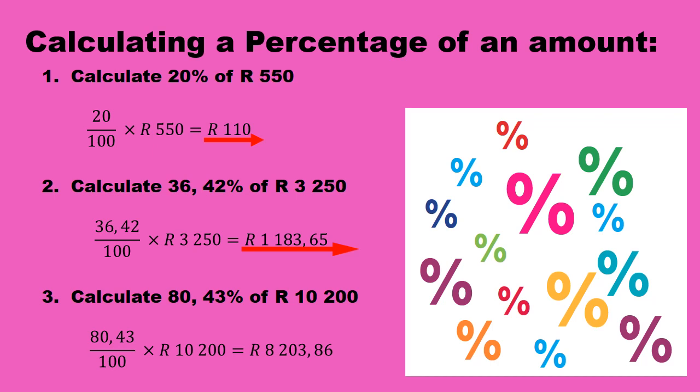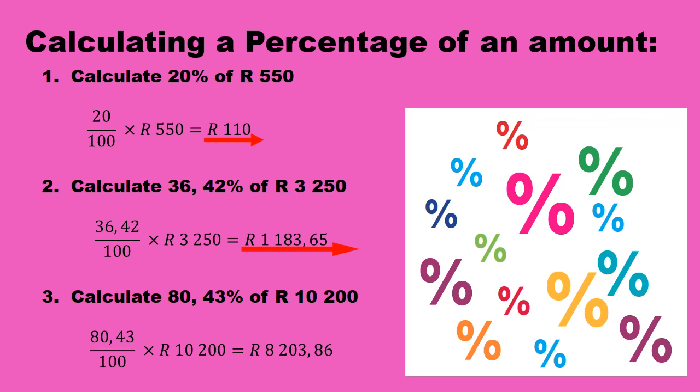Number 3, calculate 80.43% of 10,200 Rand. So now we know how to do it. We put that percentage over 100, 80.43 divided by 100 times 10,200 Rand is equal to 8,203 Rand, 86.